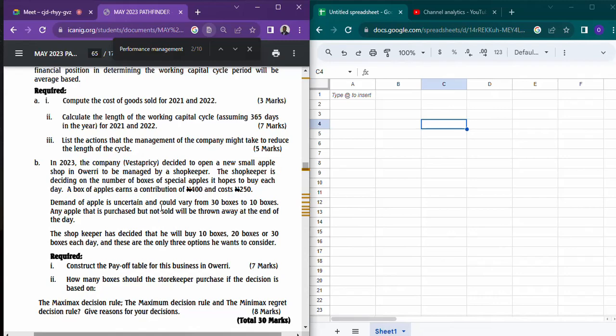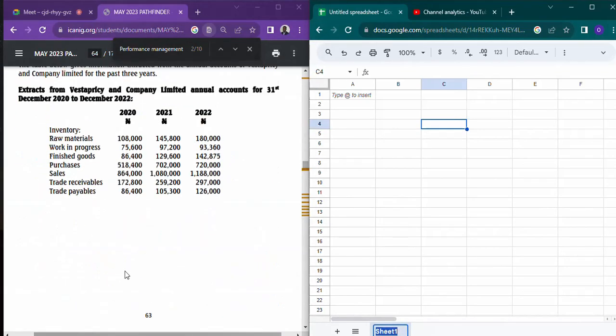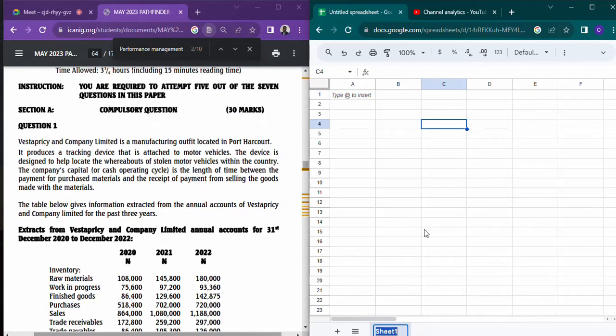So the thing here is we were asked to compute the cost of goods sold. What's the name of the question? Vestaprisi. So we are asked to compute the cost of goods sold for 2021 and 2022. So let's have Vestaprisi.